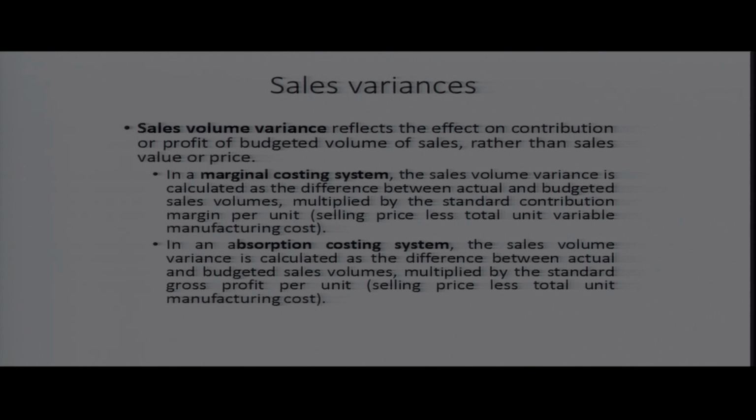In a marginal costing system, the sales volume variance is calculated as the difference between the actual and budgeted sales volume multiplied by the standard contribution margin per unit. That is the selling price per unit less total variable cost per unit. In absorption costing, the sales volume variance is calculated as the difference between the actual and budgeted sales volume multiplied by the standard gross profit per unit. That is the selling price less total unit manufacturing cost.